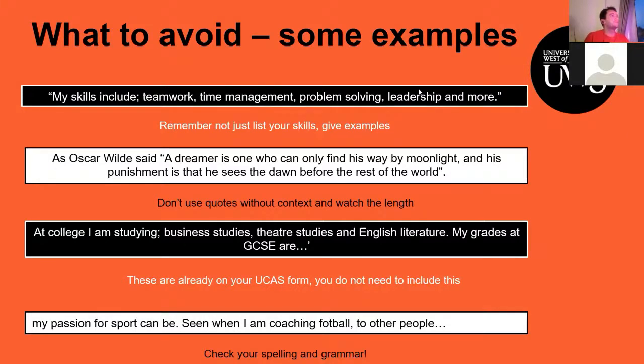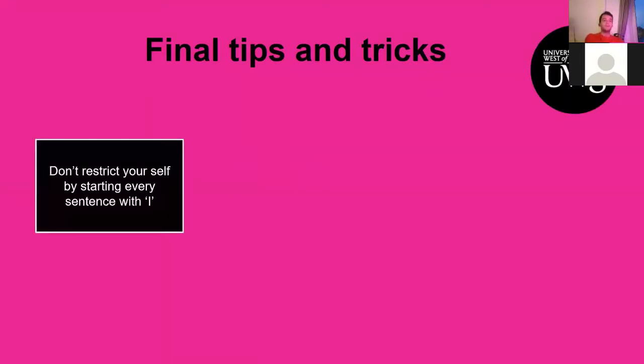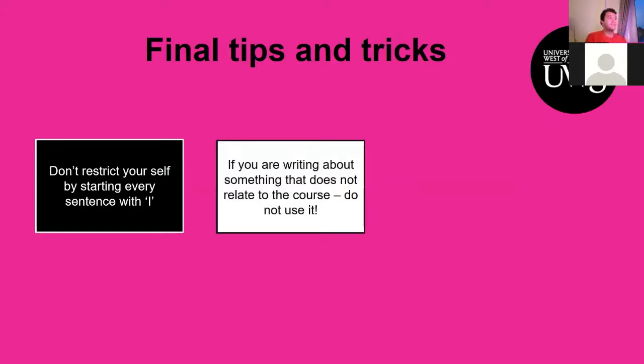So I'm going to give you some final tips and tricks. Just a few more things that you need to watch out for. I always say don't restrict yourself by starting every sentence with I. Obviously, it's a personal statement. You're going to use I quite a lot, but it can get repetitive. If you're writing about something that does not relate to the course, do not use it. Make sure everything that you're talking about relates back to the course.